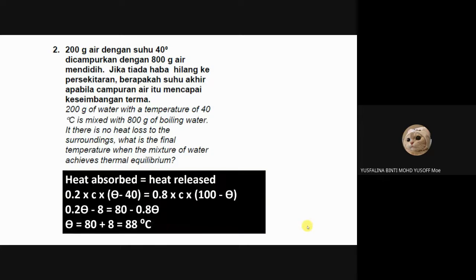Okay, so let's check whether it's correct. Yes, 88. So you see the equation, right? The one that releases, the temperature will decrease, so you have to do 100 minus theta. For the one that absorbs, the temperature will increase, so theta minus 40. The final temperature is higher, right? So the final minus the initial.